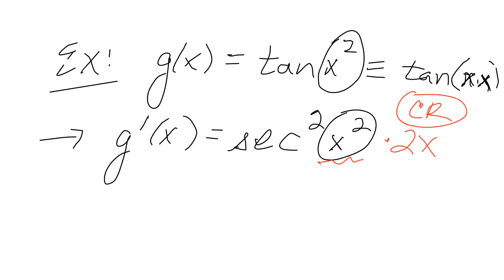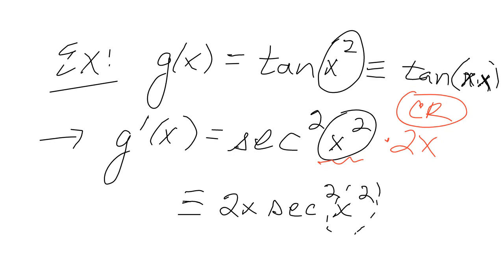So with that being said, what's this equivalent to? It's equivalent to 2x secant squared x squared. And really it's secant squared of x squared, right? So you don't need those parentheses though. But anyway, the answer is 2x secant squared x squared. Do you see the difference between tangent x squared and tangent squared x? Yeah. Okay.